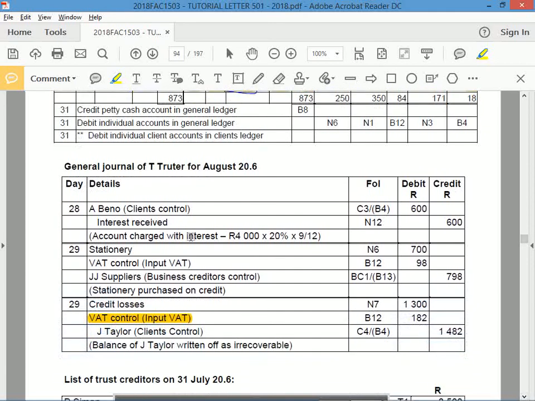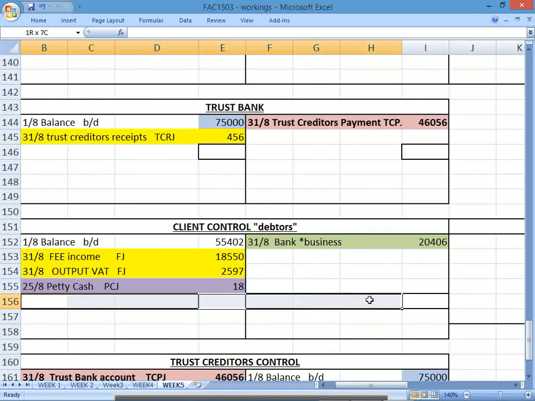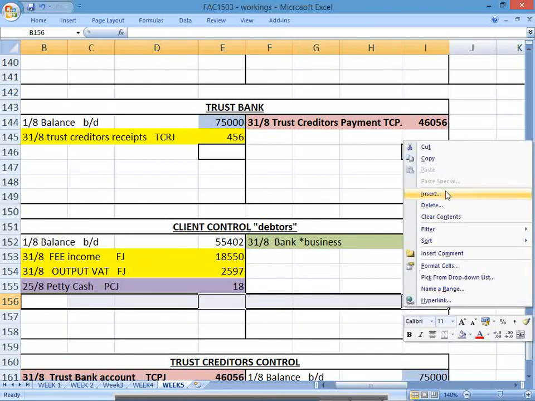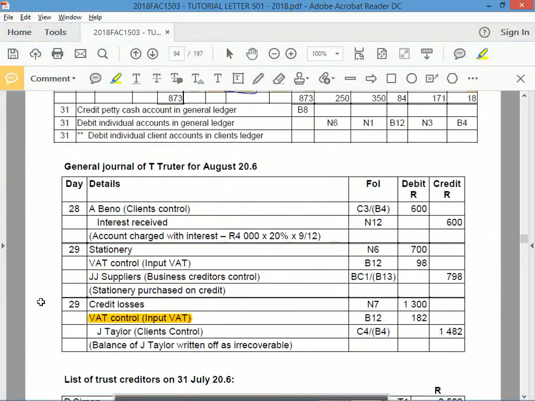Client's control account, interest received. We spoke about this. This is interest that you're charging to a client's account, so you get the benefit. If you're getting the benefit, you're going to collect from your client. So we need another line here. What date was that? 28. Interest income, general journal, 600.